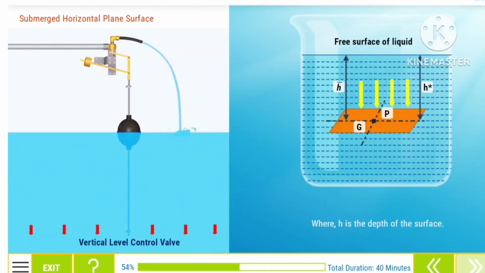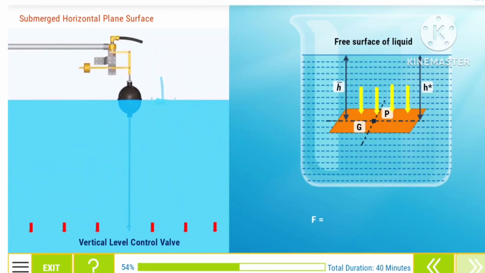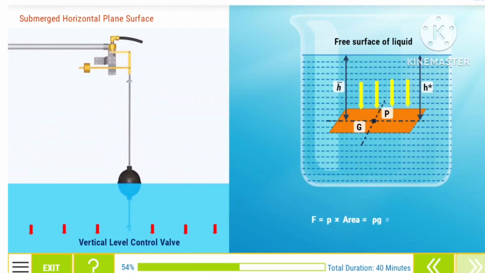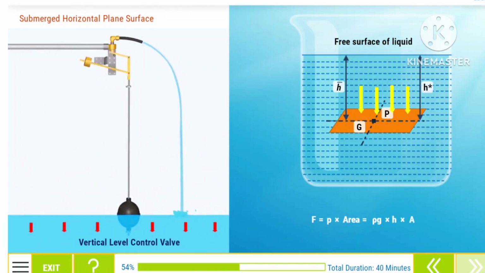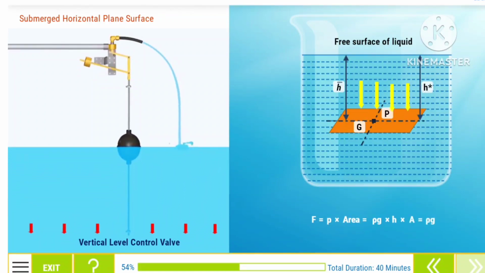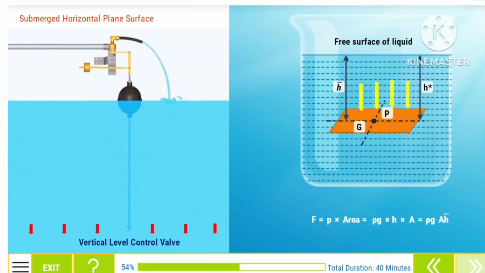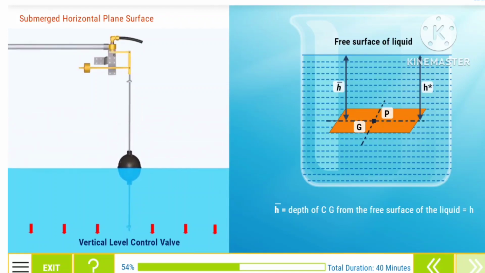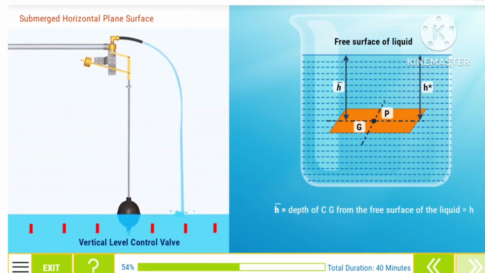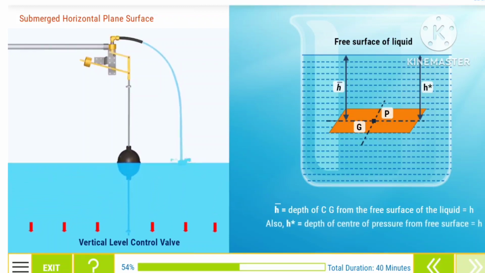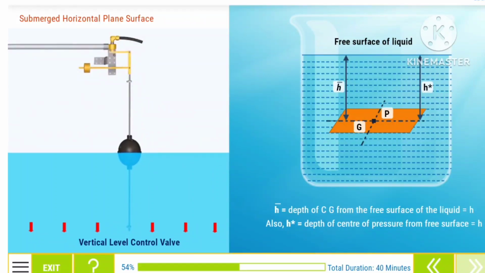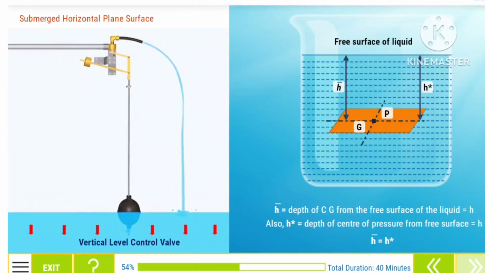Then the total force F on the surface is equal to P into area, which is equal to rho g h A, which in turn is equal to rho g A h bar. In this equation, h bar is equal to the depth of CG from the free surface of the liquid, which is also equal to h. In addition, h star is equal to the depth of center of pressure from the free surface, which is also equal to h. Here, h bar is equal to h star.